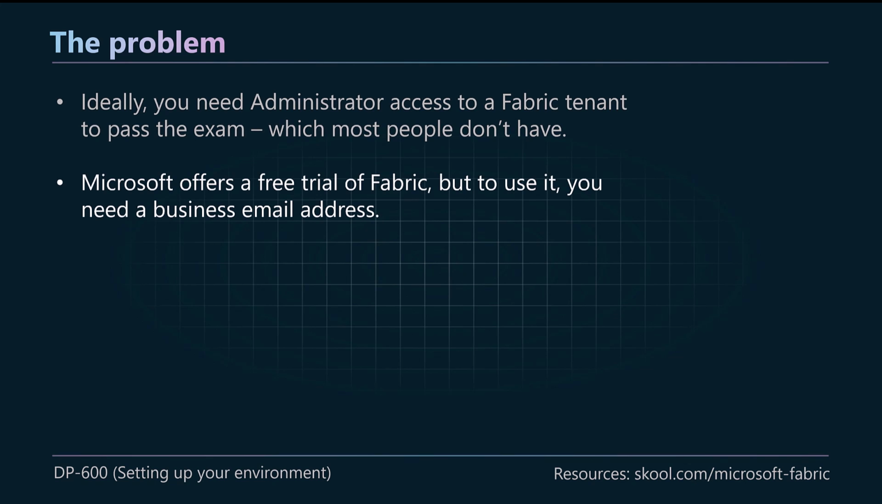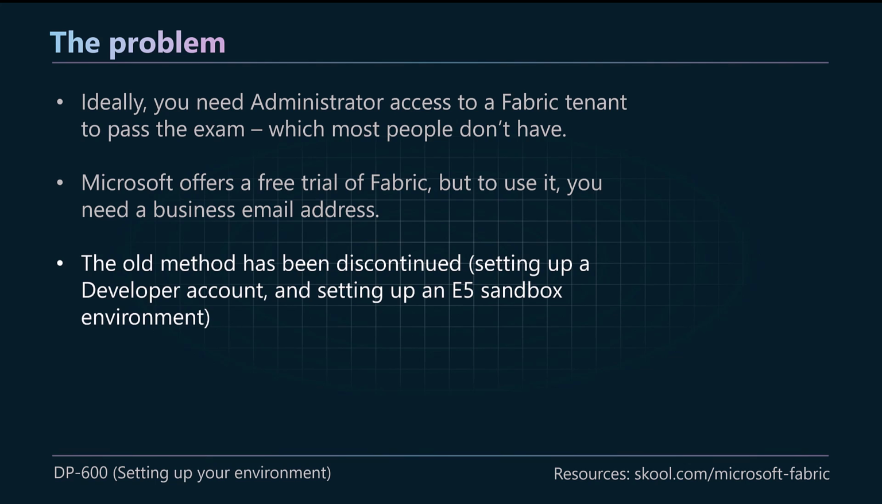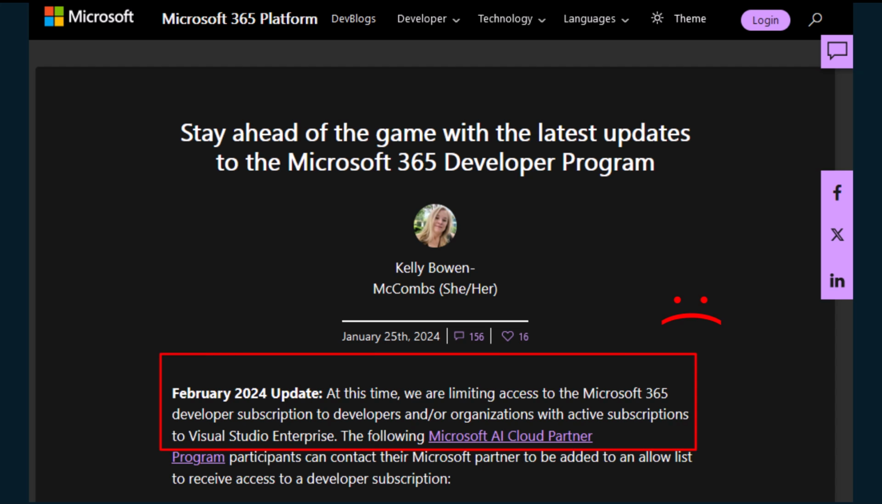Now, Microsoft, as you're probably aware, offers a free trial, but to use it, you need to set up a business email address. So you need to have access to a business email address. Now, there used to exist an old method that required you to set up a Microsoft developer account and then set up an E5 sandbox environment. And then from that, you can set up the Fabric free trial. But unfortunately, that method has been discontinued.